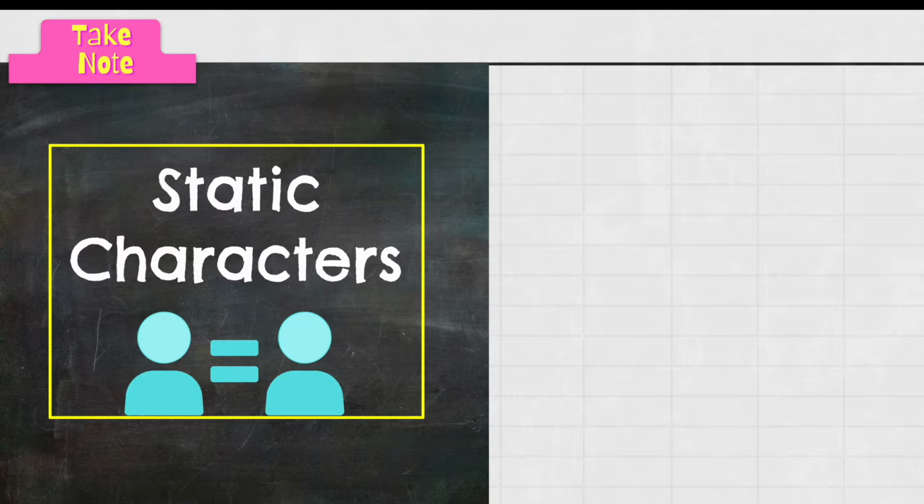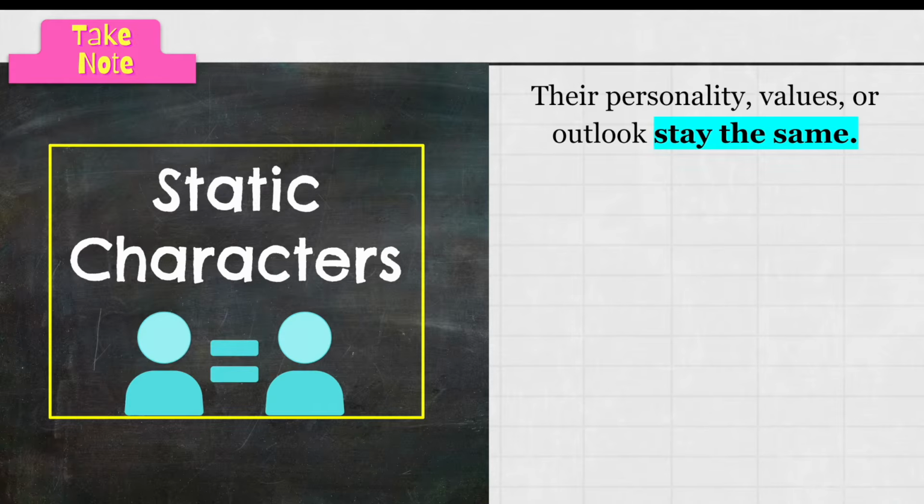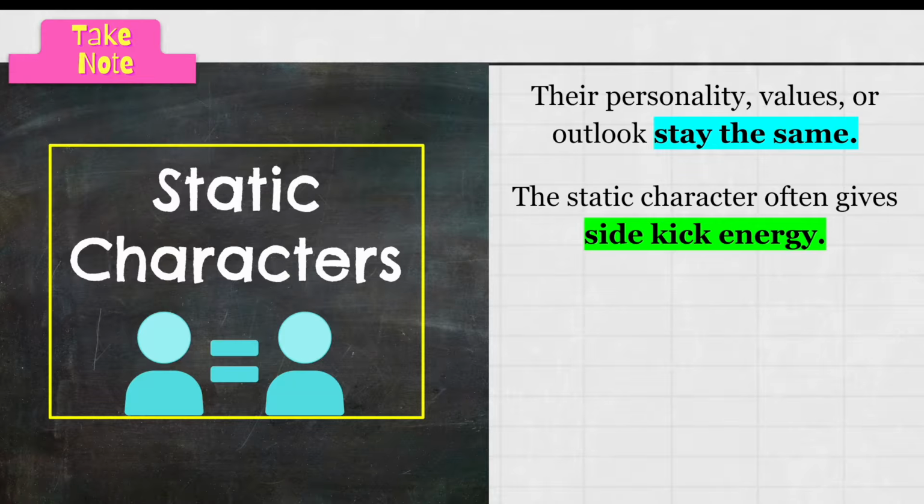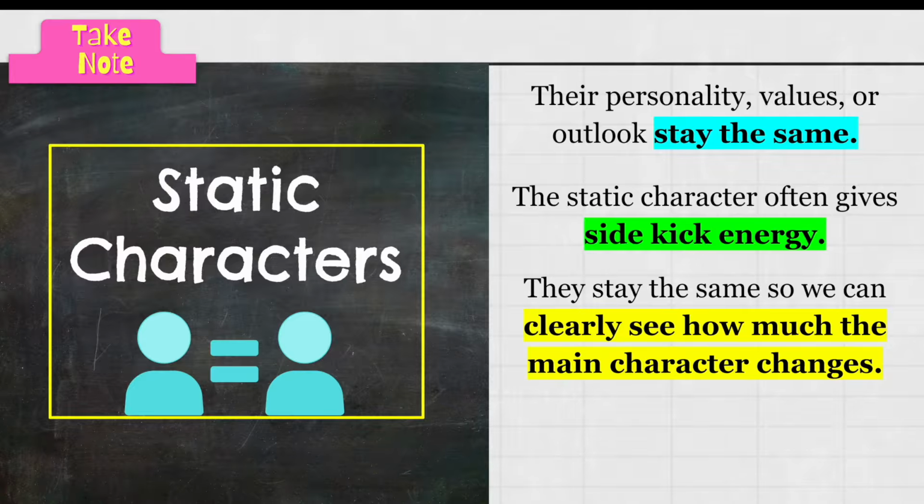First, we have static characters. Their personality, values, and outlooks stay the same throughout the whole thing. These static characters often give sidekick energy. Think of Disney princesses with their sidekick, like Tangled with her little chameleon friend. I think its name is Pascal. Stays the same through the whole movie. But it's there so we can clearly see how much the main character changes. It provides some contrast for the reader.